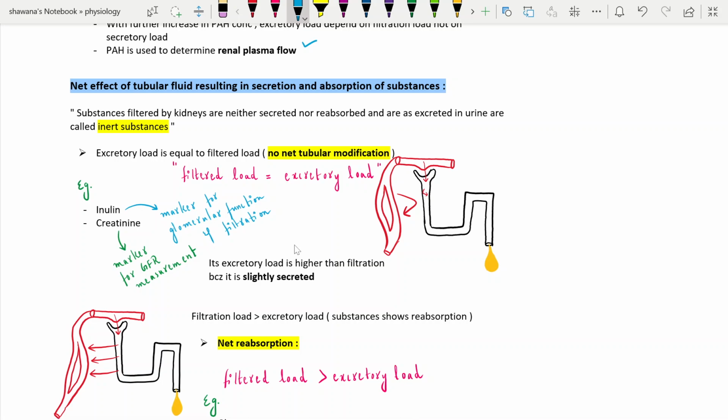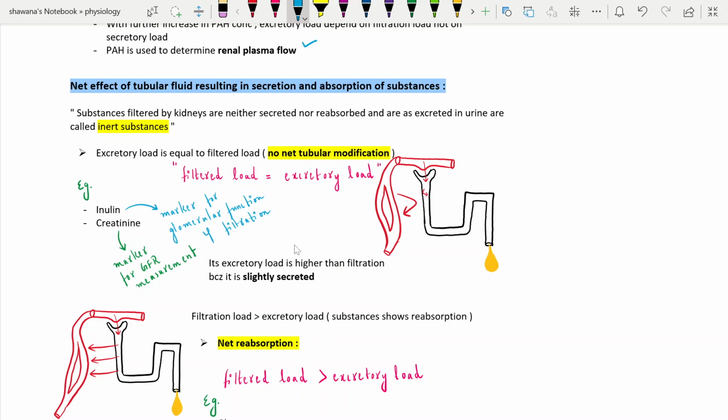So, our last topic for today is the net effect of tubular fluid resulting in secretion and absorption of substances. Okay, there are three categories we are going to discuss here. First is the inert substances, second is net reabsorption, and third is net secretion. First, inert substances. The substances that are neither reabsorbed nor secreted in the nephrons are called inert substances, and they appear in the urine as they were in the blood. It means that there is no net tubular modification.